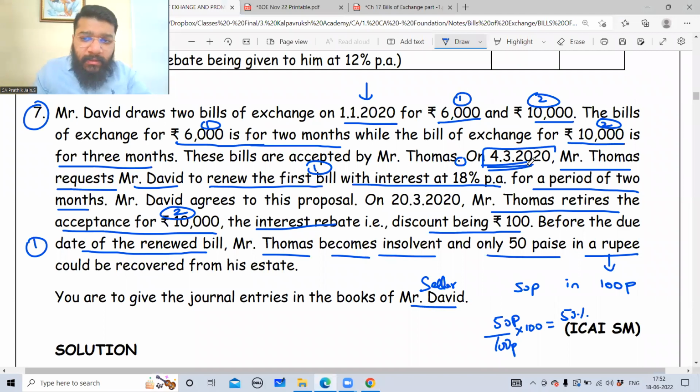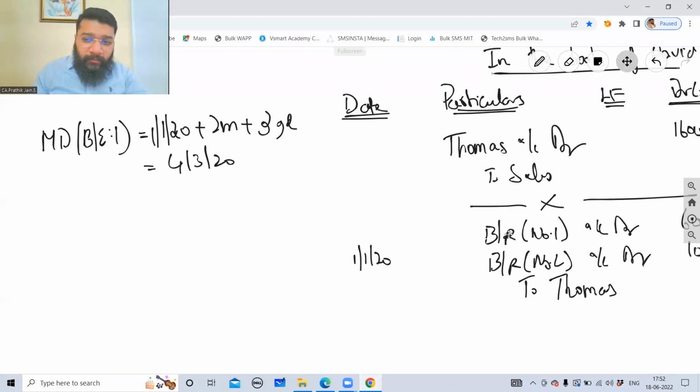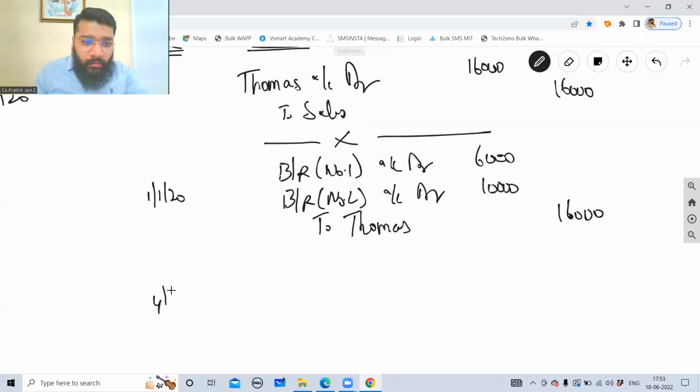And this, can I say, is the due date? On the due date, Thomas has requested David to renew the bill. So renewal of the first bill means, can I say, cancellation of the first bill? Cancellation of the first bill means, can I say, dishonorment entry? So what is my dishonorment entry on 4/3/2020?